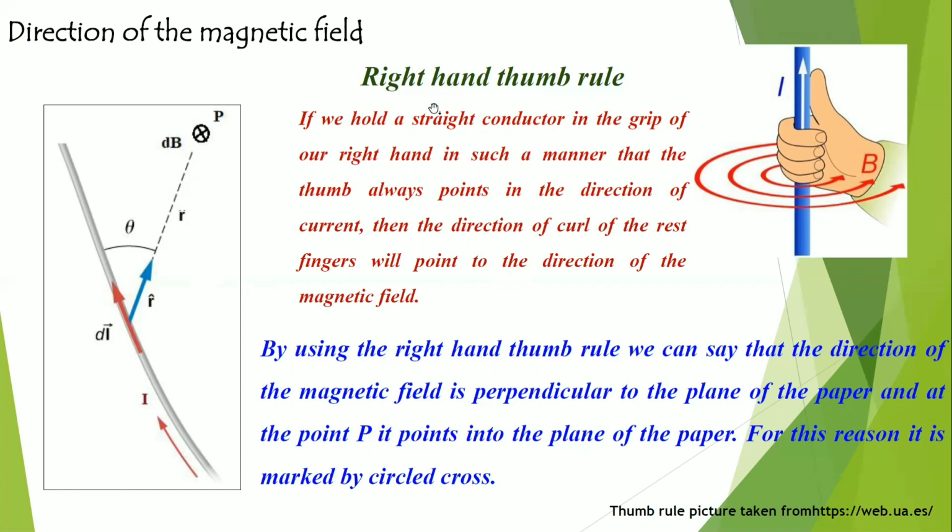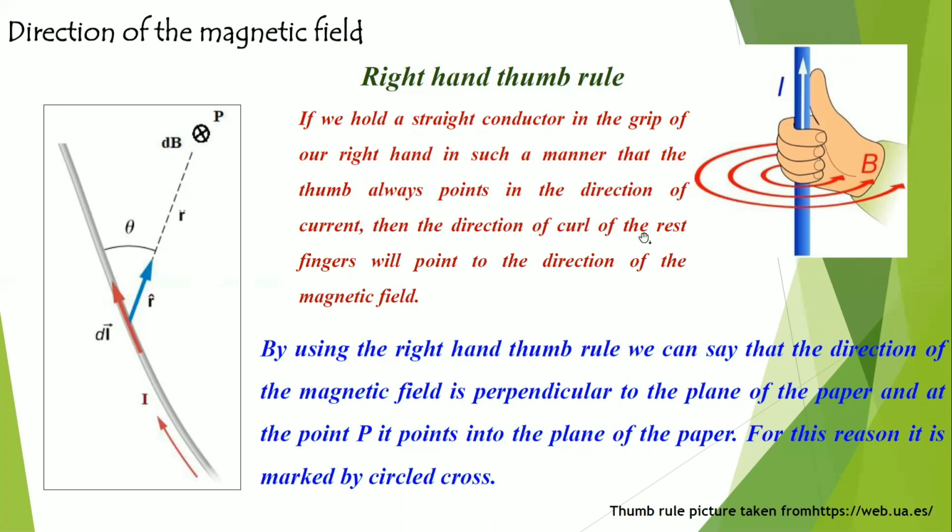easy. The right hand thumb rule says that suppose this blue line is the conducting wire, and if we hold a straight conductor in the grip of our right hand, remember that it is the right hand, in such a manner that our thumb is always pointing in the direction of current. Look here, the thumb is pointing in the direction of current.